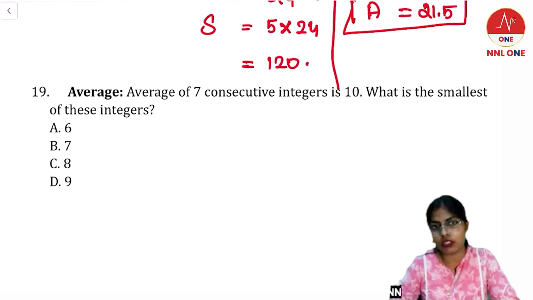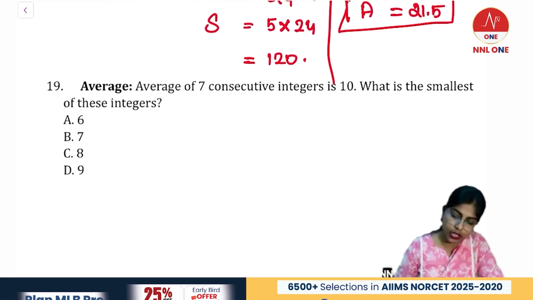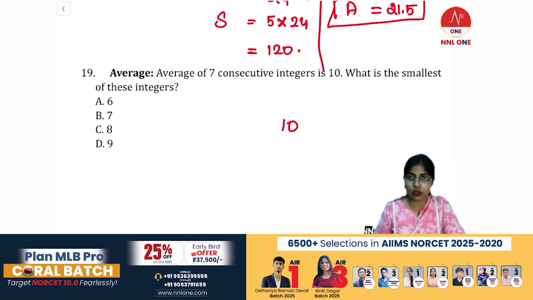So what is the smallest of these integers? They don't even ask us for the average. They have already given us that the average of 7 consecutive integers is 10. Average is also known as the middle value. So the middle value of 7 consecutive integers is 10, so this is going to be the middle value, that is the average.